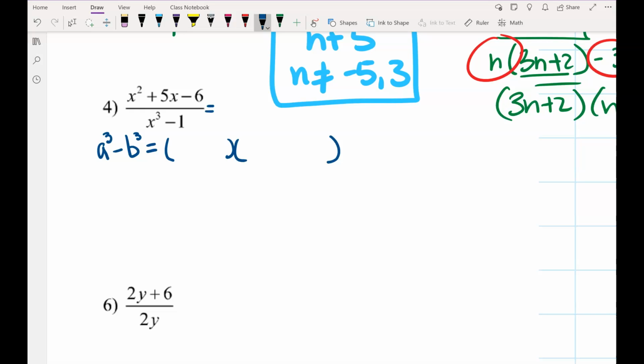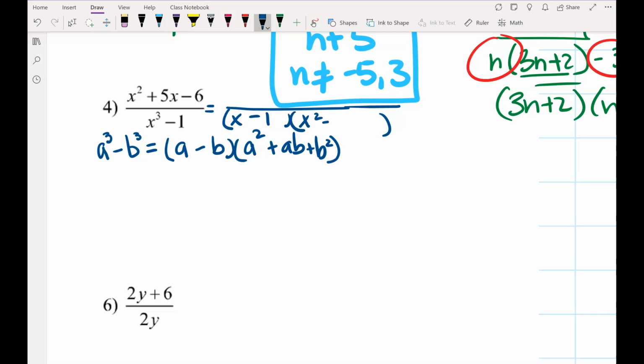All right, hopefully you guys remember to factor difference of cubes, we have a minus b times the quantity of a squared plus ab plus b squared. Now that will allow me to write in the factors right away. A would be x, so x minus 1, and then it would be x squared plus 1x plus 1 squared, which is 1. Now that's just your denominator.